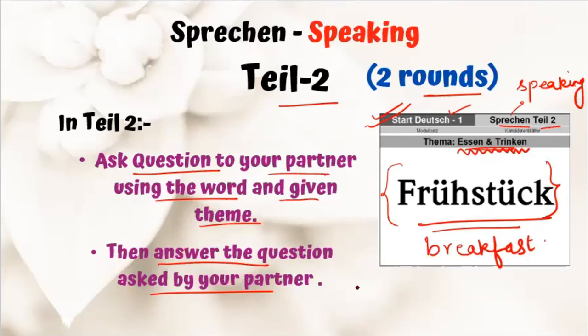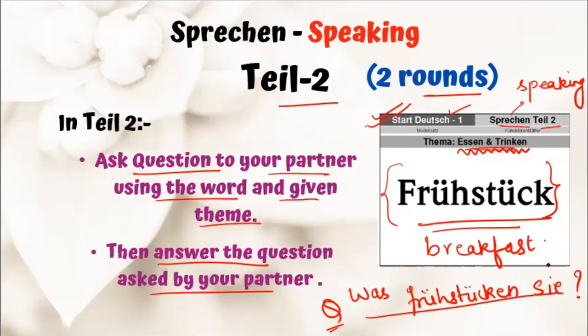So you can make a question like, Was frühstücken Sie? As simple as that. Was frühstücken Sie? Like, what did you have for breakfast? So you have to ask the question to your partner, and your partner will answer, okay, Ich esse Brot und Marmelade.